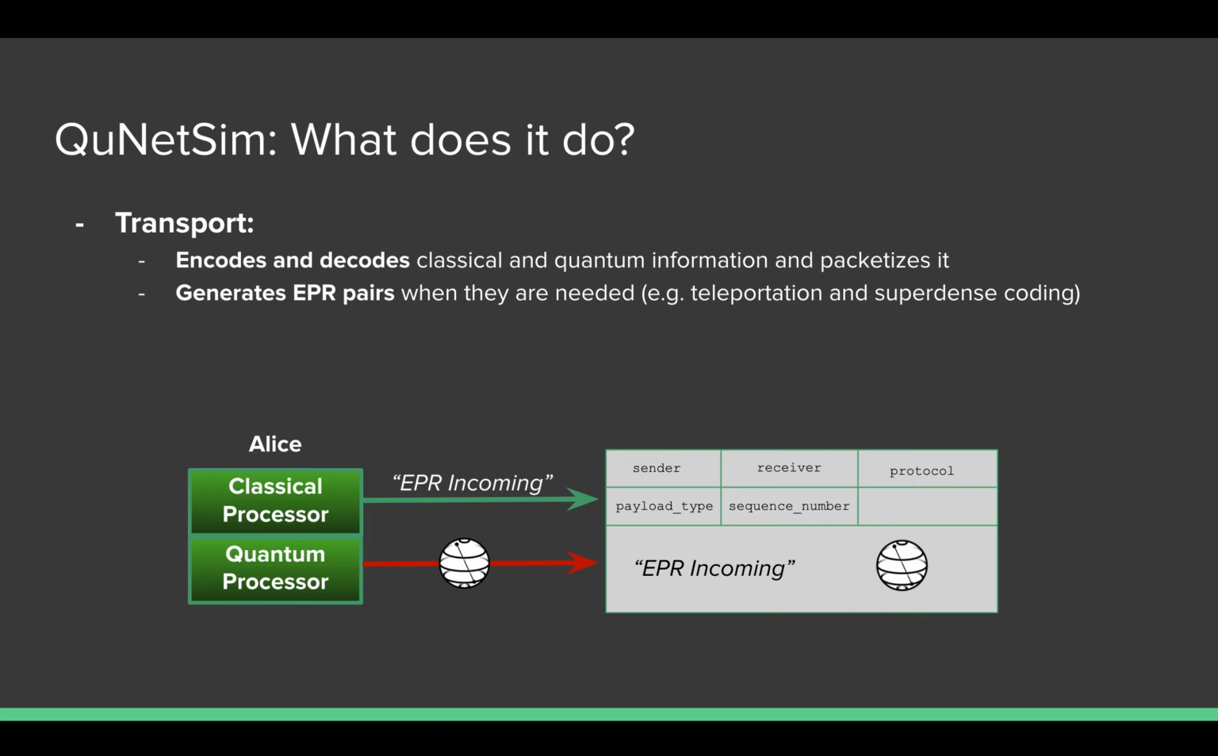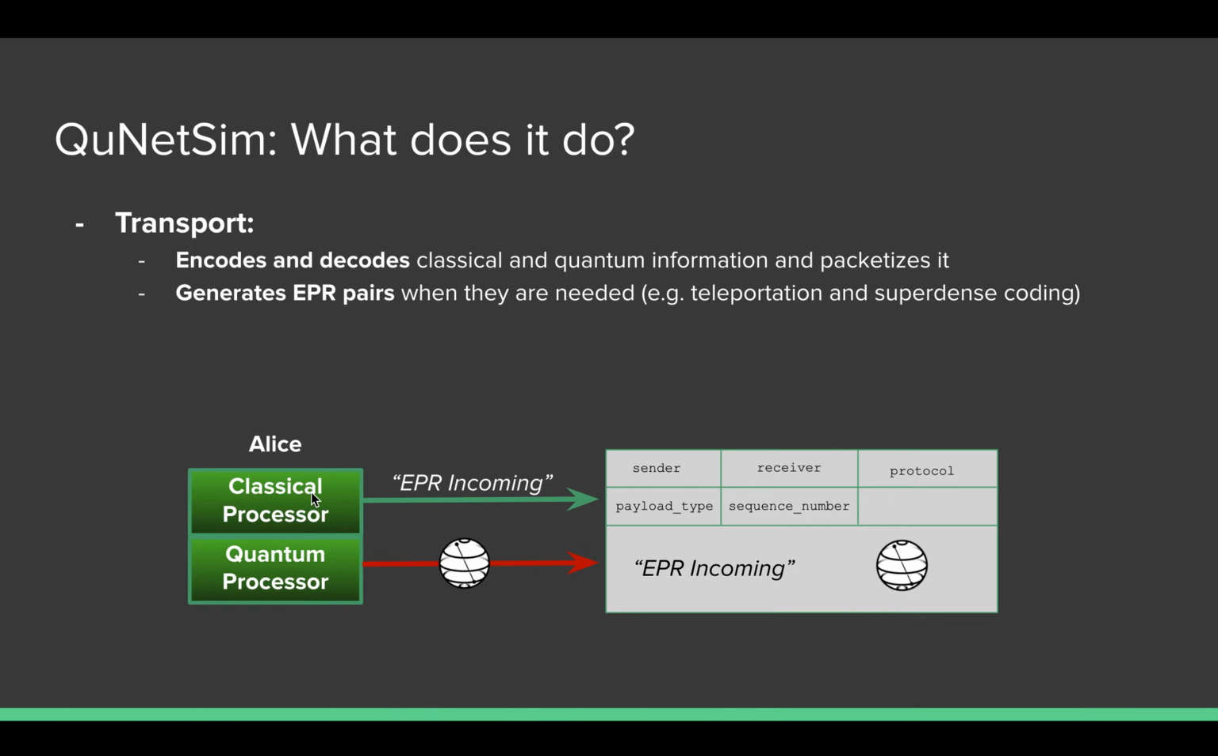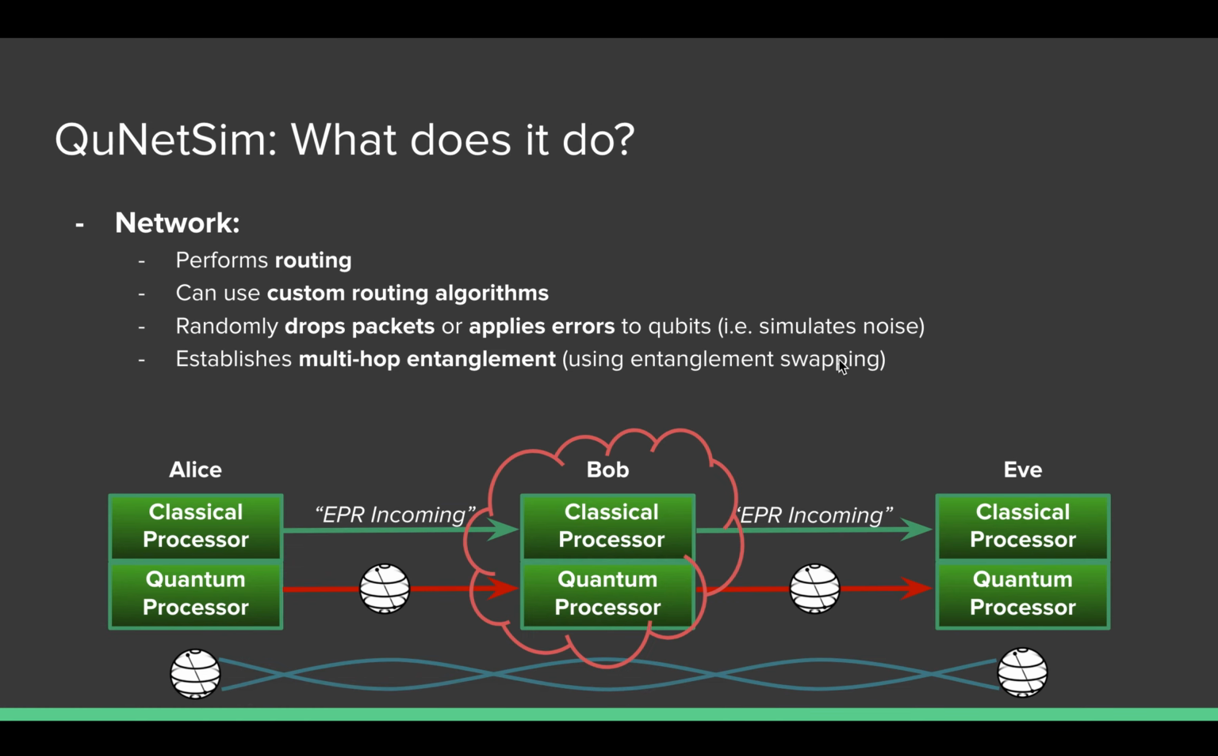So this is again a depiction of what I think of as a transport layer. You have your host, Alice, with these processors. She wants to send an EPR pair, and the transport layer turns this into a packet and puts this packet into the network. So the next part of QuNetSim then is the network layer. The network layer performs routing. It can be programmed to use custom routing algorithms. By default, it's the shortest path routing algorithm, but you can change this so that it's routing using a custom routing algorithm.